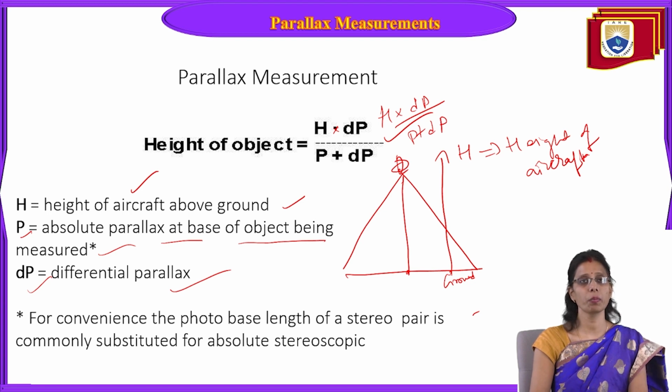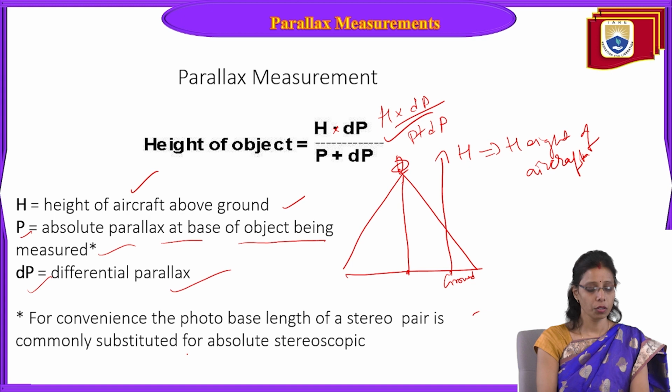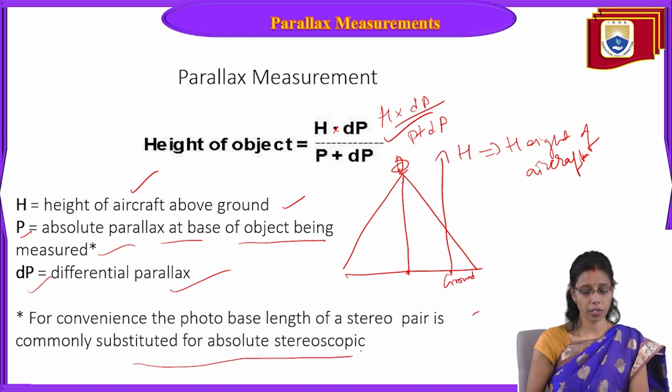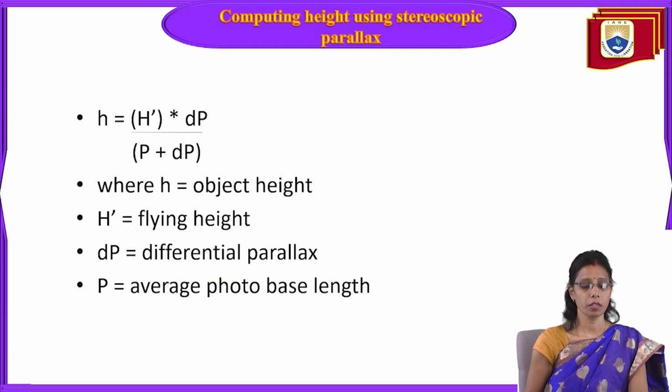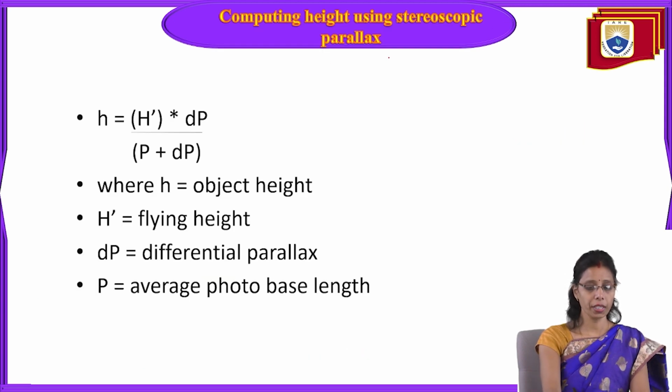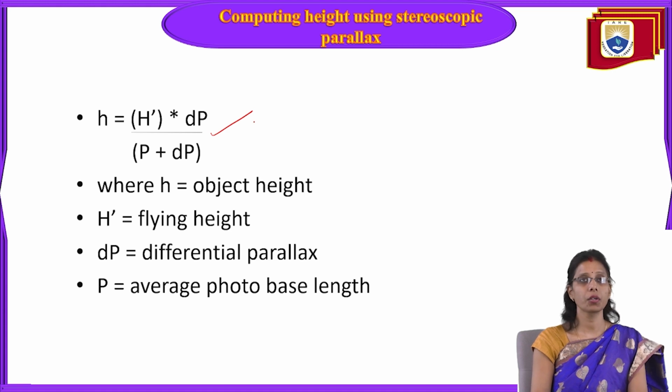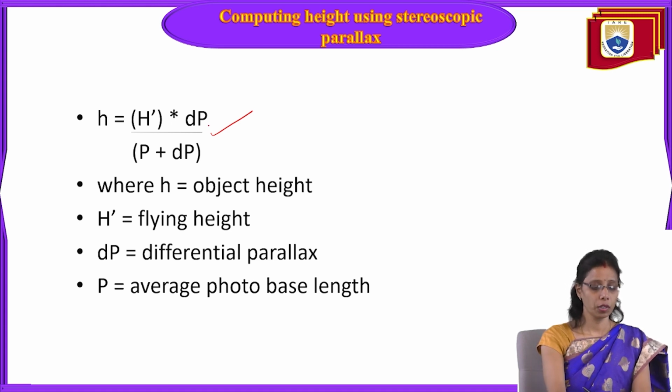So base length we have to measure from photo number 1 to 2, and then we have to measure photo 1 and 2, the top of the object. So base minus top will give the differential parallax. For convenience, the photo base length of the stereo pair is commonly substituted for absolute stereoscopic parallax. Now computing the height using the stereoscopic parallax. Here the same formula we apply. h is equal to H into dP by P plus dP.